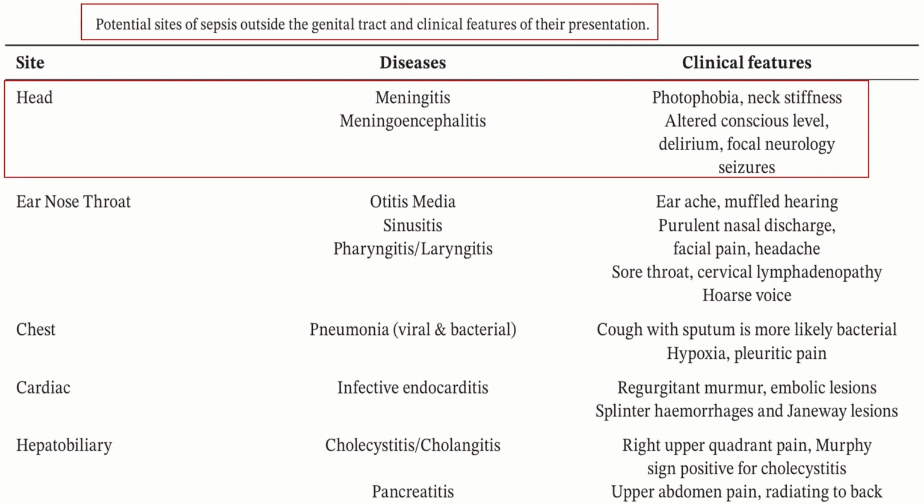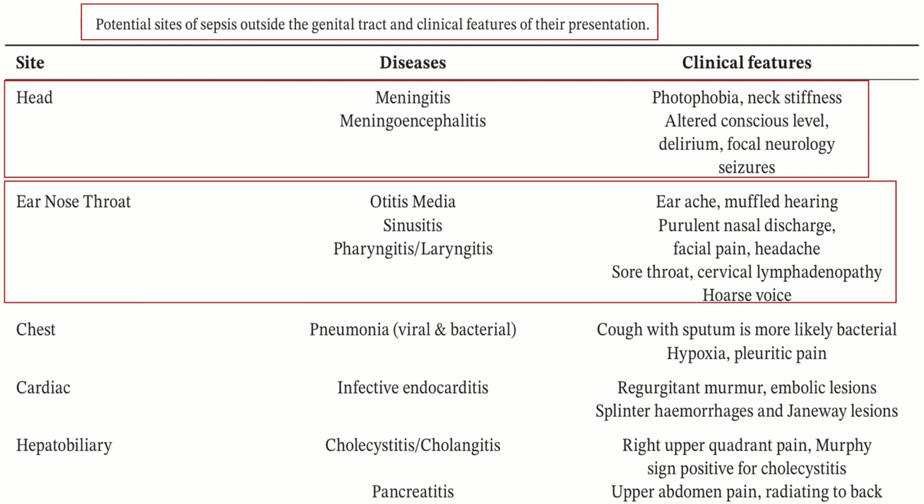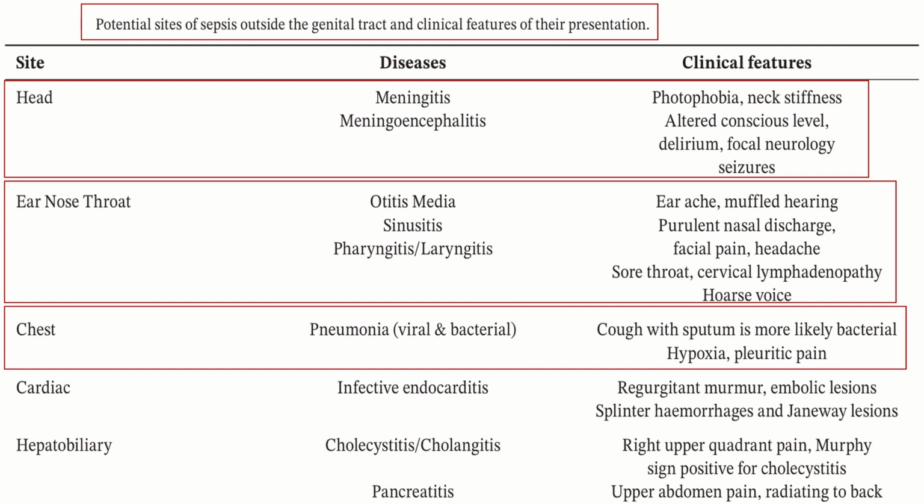When ear, nose, and throat are involved, the diseases that should be suspected include otitis media, sinusitis, pharyngitis, or laryngitis, and the clinical features include earache, muffled hearing, purulent nasal discharge, facial pain, headache, sore throat, cervical lymphadenopathy, and a hoarse voice.